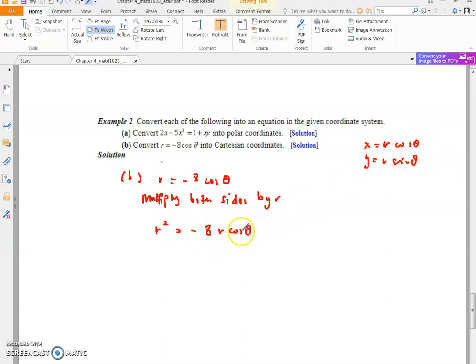We already know that r cos theta is your x, and r squared by using a formula is equal to x squared plus y squared. You can refer to the formula in our first video. So you are going to get x squared plus y squared equals negative 8x. But you cannot stop here, because this will actually trigger you into an equation of a circle, where you are supposed to get x squared plus 8x plus y squared equals 0.